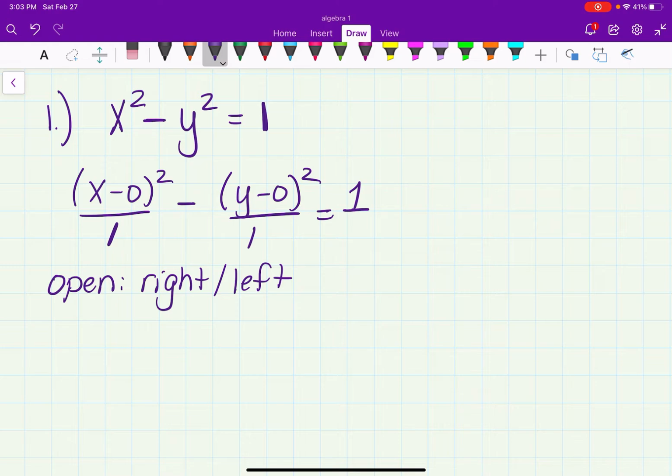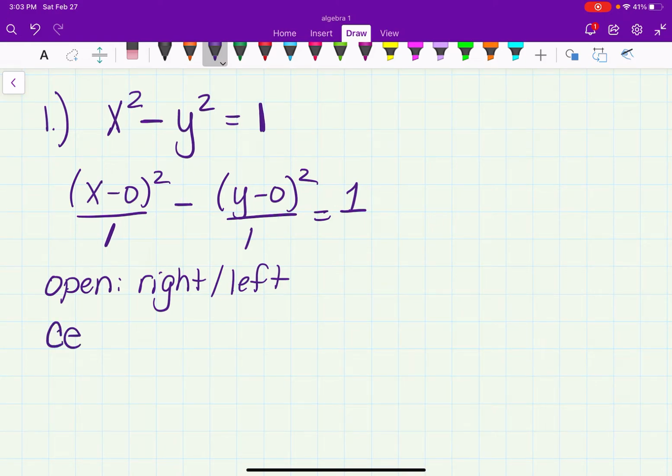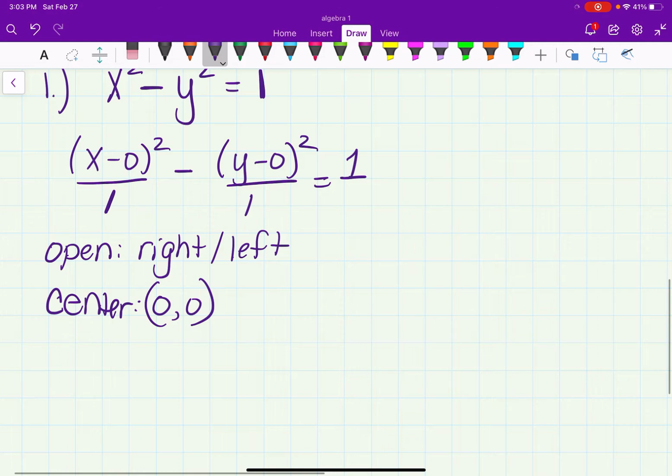The center is always something we need to decide, and it is (0, 0). Now we're going to have to find the vertices. I'm going to show you algebraically and graphically how to find the vertices. It's very similar to doing an ellipse, except instead of drawing an ellipse, we're going to draw an imaginary box and triangles. Here's what I mean. Let me do this in black.